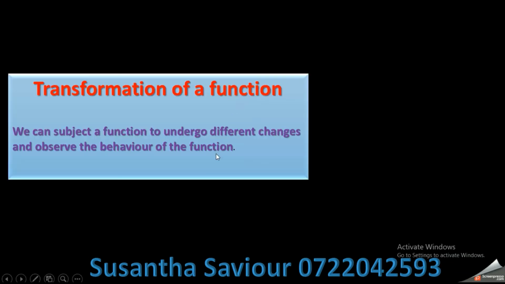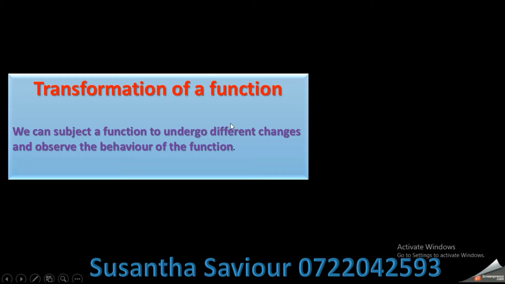Hi children, today we are meeting back again with another topic of functions, that is transformation of functions. Here what we do is we subject the function to undergo different changes and observe the behavior of the function.